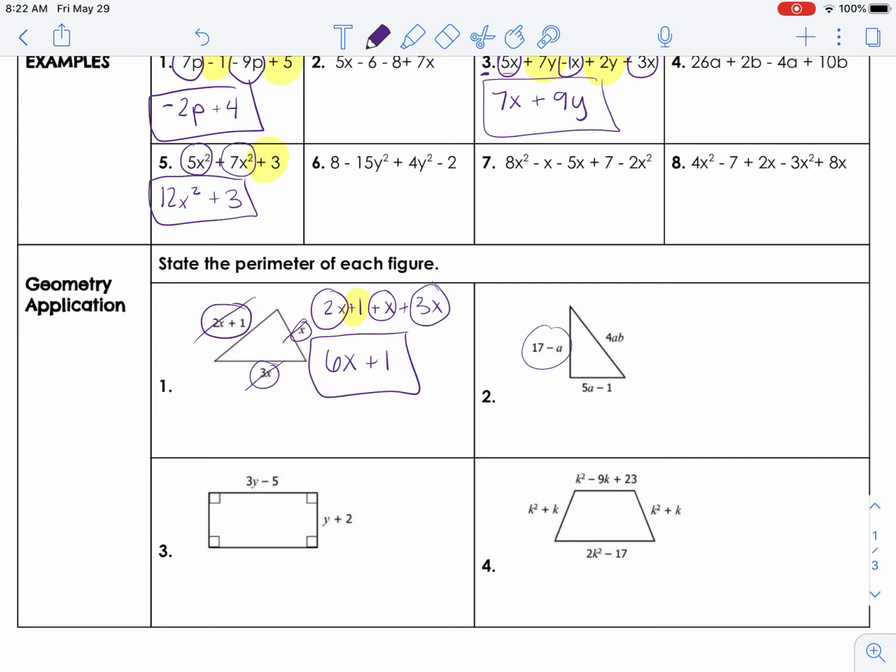So I'm going to add up all the sides. I've got 17 minus a plus 4ab plus 5a minus 1. And then again, you're going to go in and find your like terms. So we've got a negative a and a 5a. It's going to give us 4a. Okay, we've got a 4ab. You can have two variables in one term. And we're just going to throw that in there like it is because there's no other ab term.